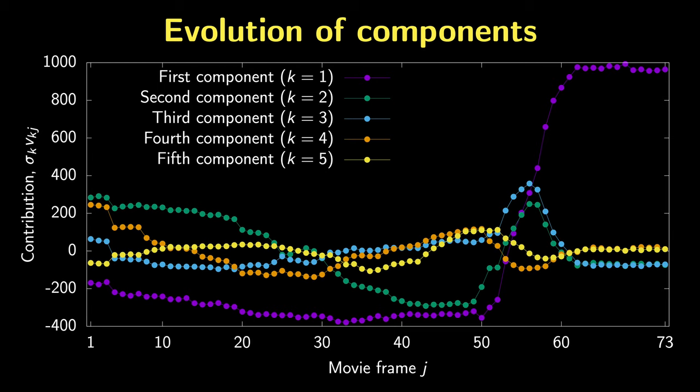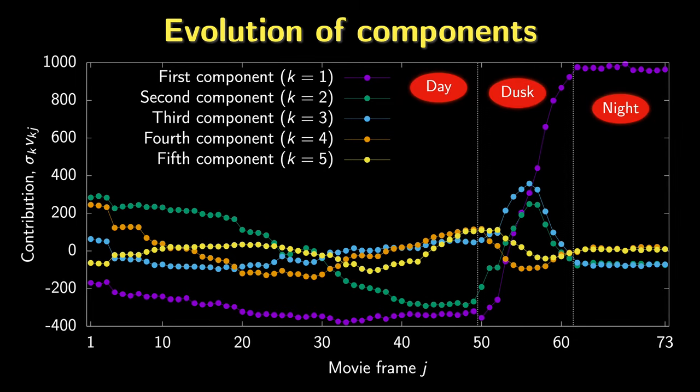Another thing that we noted is that the third component captures dusky colors on the street, and we can see that that component has a large contribution during this transition period from frame 50 to frame 60, which makes sense with it being used to capture the dusk effects in the movie frames. So these plots really connect to our conceptual understanding from daytime to dusk to night.